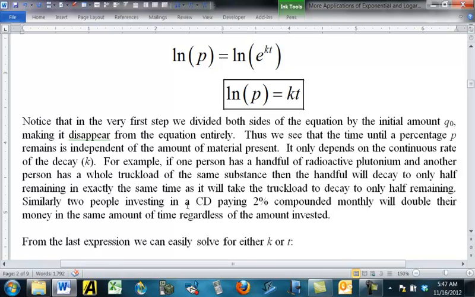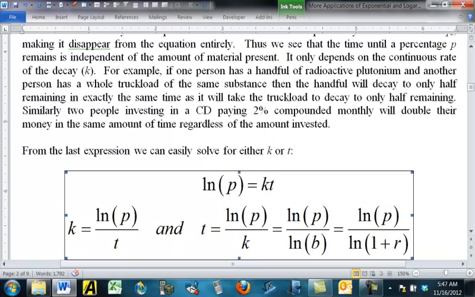Now we have this expression, ln of p equals kt. We can solve that for k or solve it for t. Solving for k, you just divide both sides by t, and we get k as ln of p over t. We would use this form if we knew t and p, but we didn't know k. For example, if you knew the half-life of some radioactive decaying substance, what you know is the time, and of course you know it's a half-life, so you know half is remaining, so you know p is 0.5, and you know the half-life t, then you can use this to solve for k. Of course, once you solve for k, now you've got your equation if you just know some initial amount.